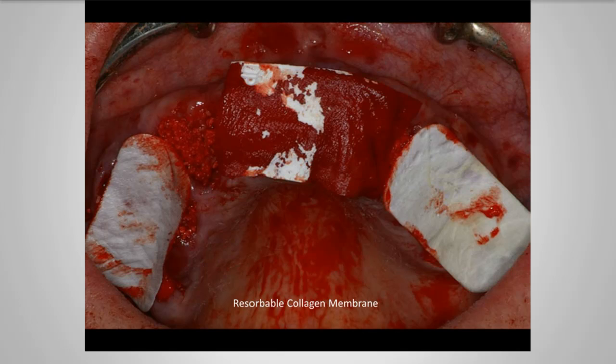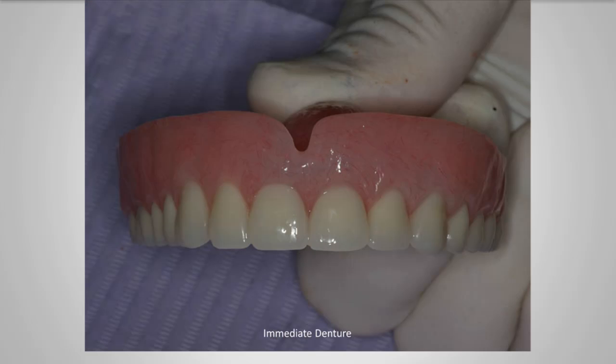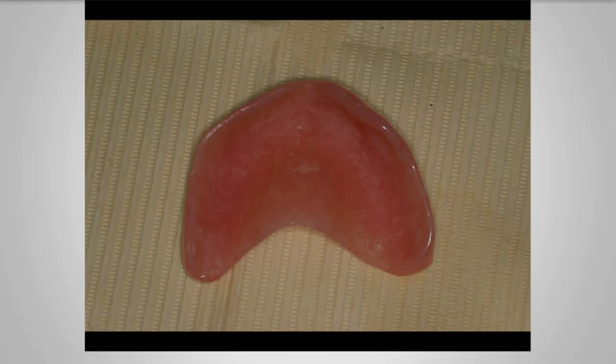Here we have the physics forceps where we took out all the teeth. We smoothed down the bony areas. We placed graft material of choice.